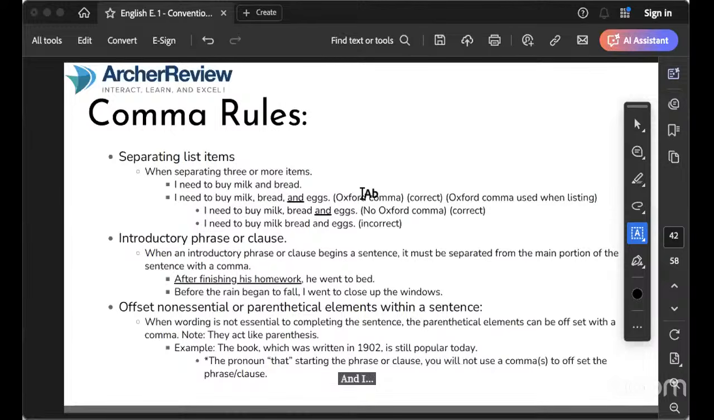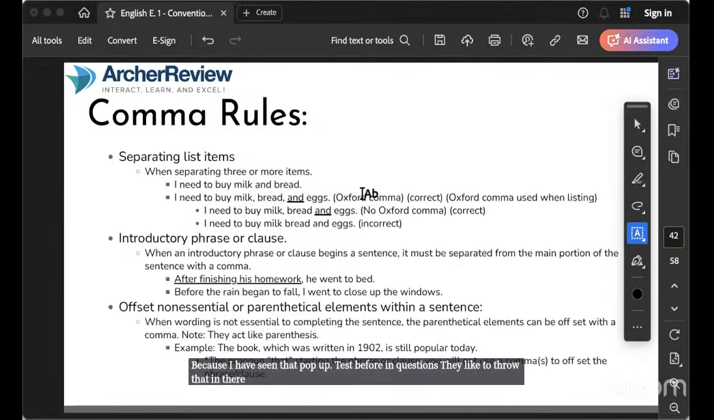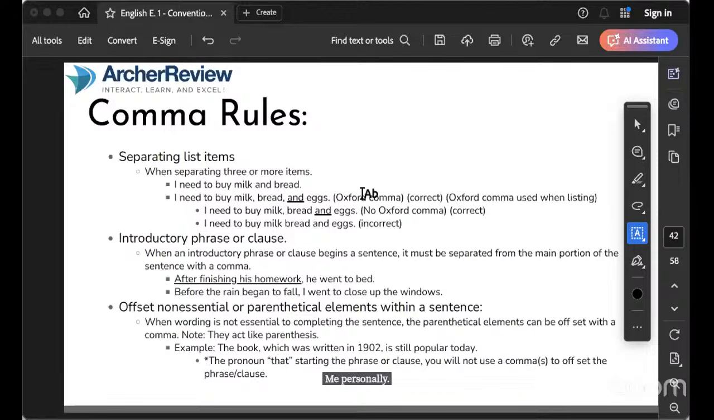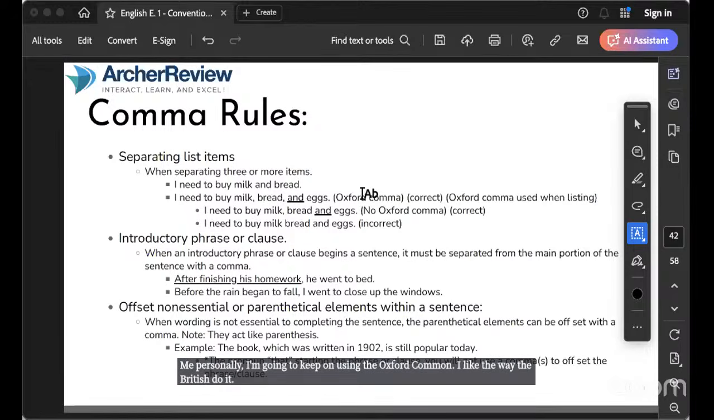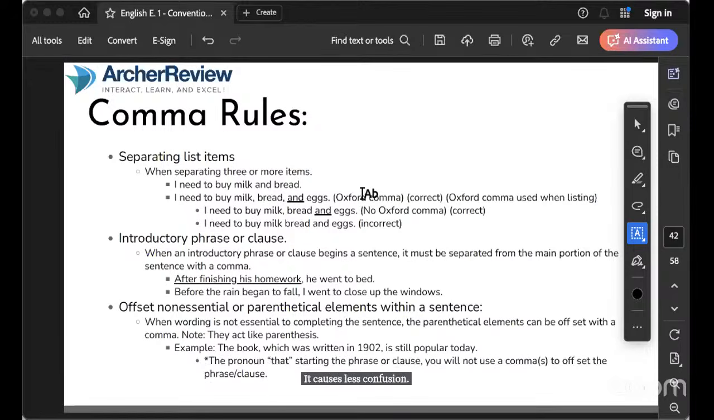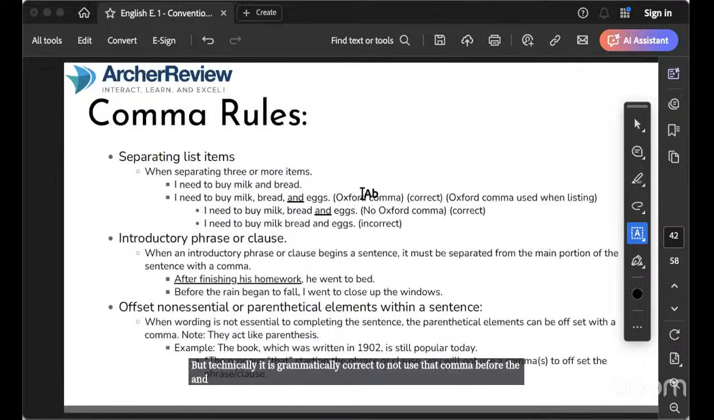I put those in the Q bank because I have seen that pop up on tests before in questions. They like to throw that in there because people don't think about the Oxford comma rule. Me personally, I'm going to keep on using the Oxford comma. I like the way the British do it. It causes less confusion. Okay? It creates clarity in your writing. But technically, it is grammatically correct to not use that comma before the and when you're listing things out.